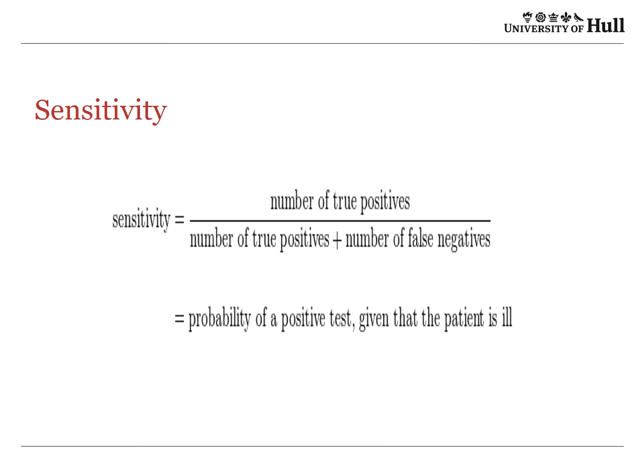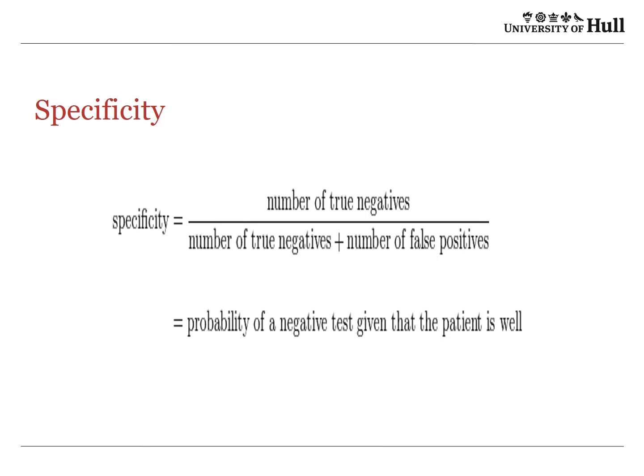And sensitivity is expressed in this mathematical equation. It's the number of true positives over the number of true positives plus the number of false negatives. And this gives the probability of a positive test if the patient really is ill. Specificity is the number of true negatives over the number of true negatives plus the number of false positives, and this gives the probability of a negative test given that the patient is actually well.